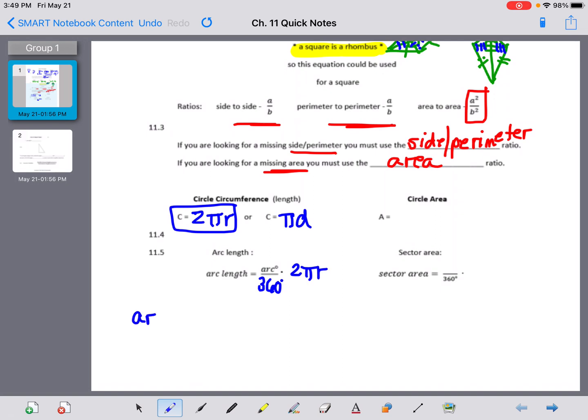We also did arc degree over 360 equals arc length over the circumference, okay?